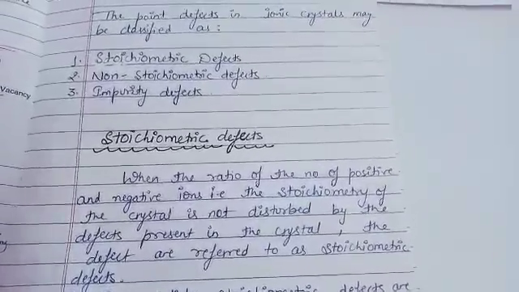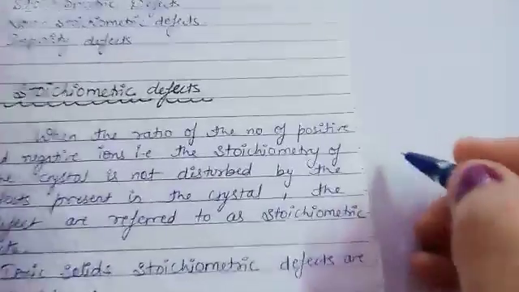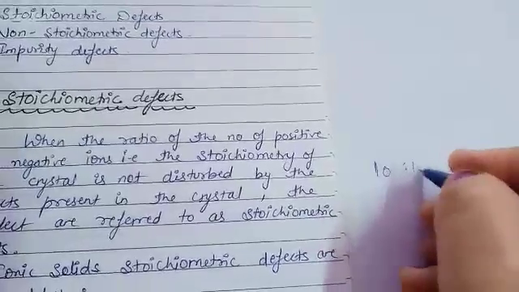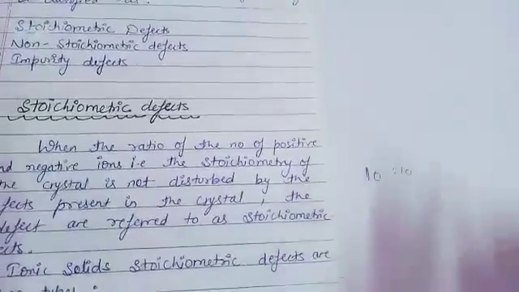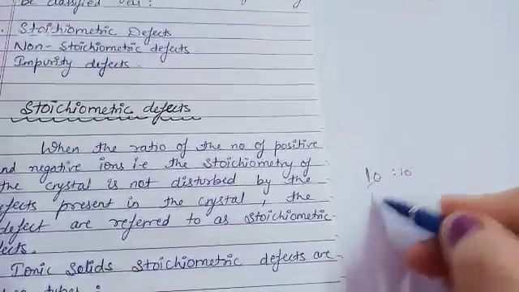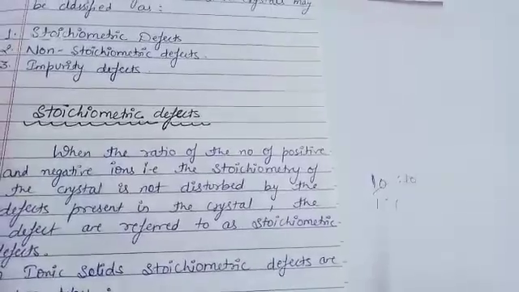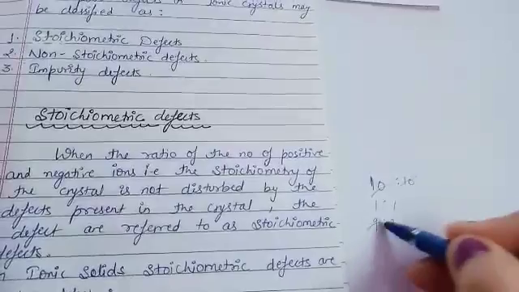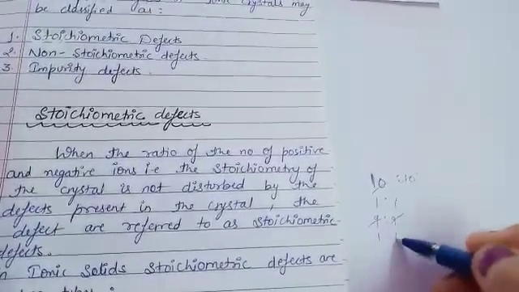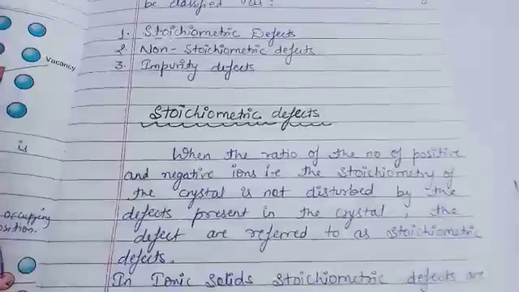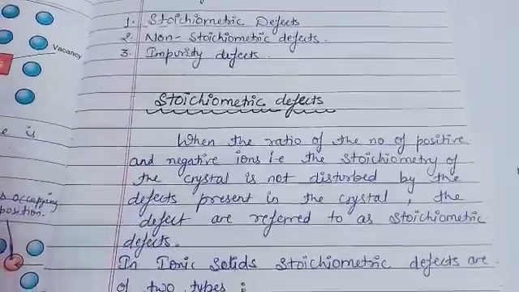For example, a very general example: suppose 10 cations and 10 anions are present in a compound, so the ratio is 1:1. Now suppose one cation and one anion are missing, so it becomes 9:9. But if you simplify it, the ratio is 1:1. It means the stoichiometry is not disturbed. That type of defect is known as stoichiometric defect.